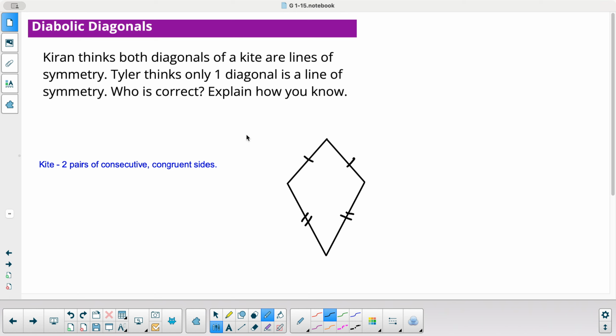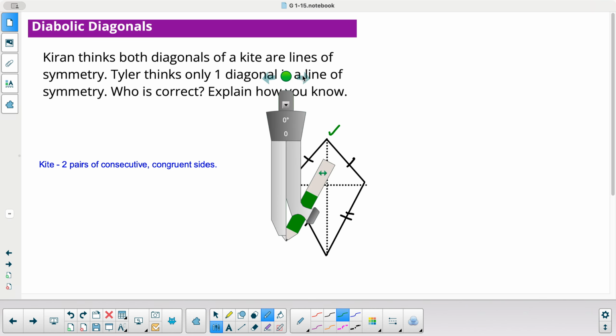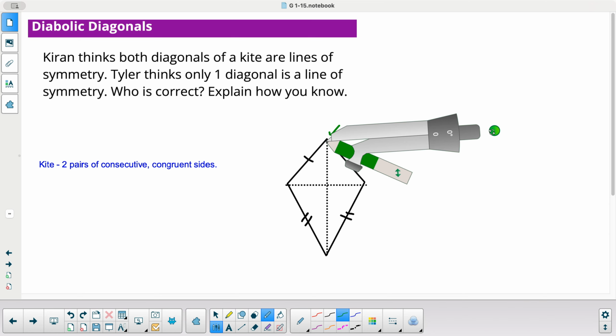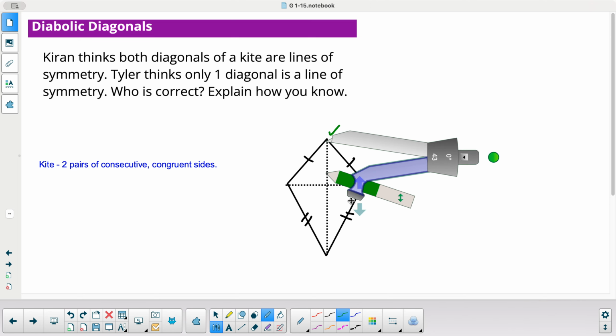Tyler thinks only one diagonal is a line of symmetry. Who's correct? So draw your diagonals. I think this one's good right here, because if I reflect across this line, it will be a mirror image. This one will not, because you can clearly tell when you look at it. You can check it with a compass, a ruler, or tracing paper.